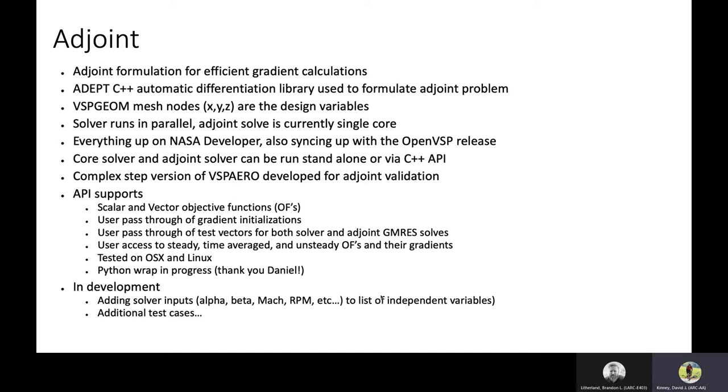User access to steady, time average, and unsteady objective functions and their gradients. So basically what that means is you can run both steady and unsteady problems using both obviously the solver, but now the adjoint method as well. And you could come back with steady gradients for a steady state solution, or time average gradients, or if you want, you can get the time accurate gradients at every time step.